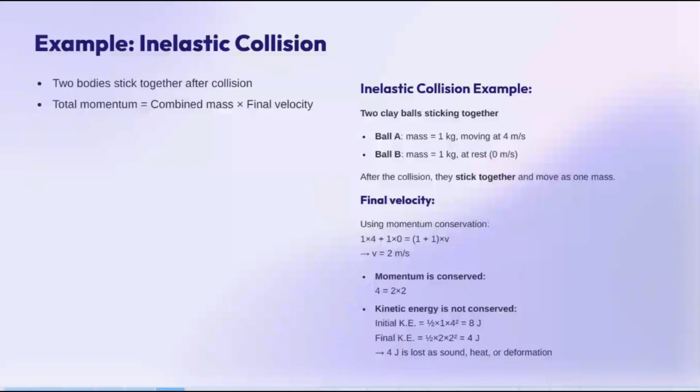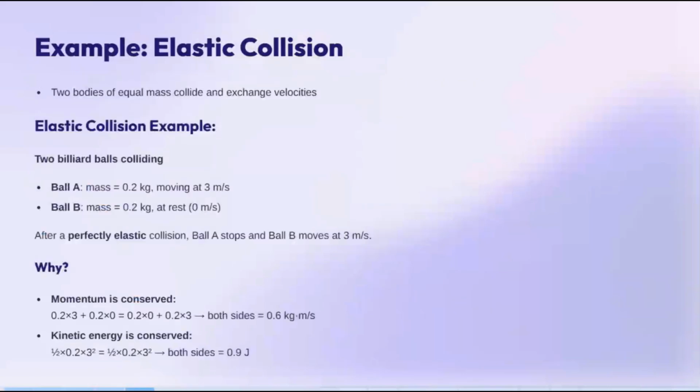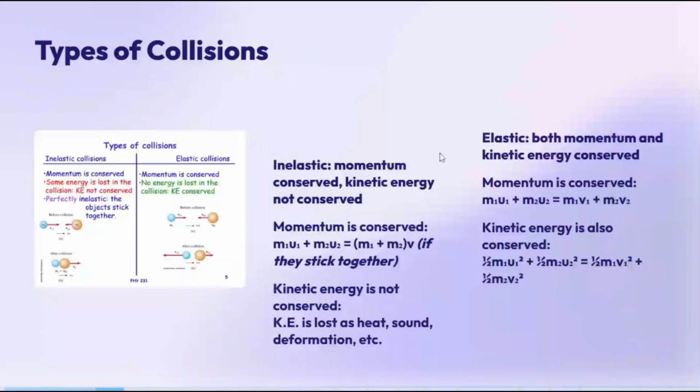So now, to use the formula for inelastic collision, we'll use this formula here. The formula is m1u1 plus m2u2 is equal to (m1 plus m2) times the velocity. So that is the formula we'll be using.